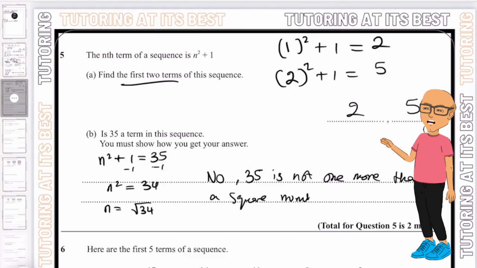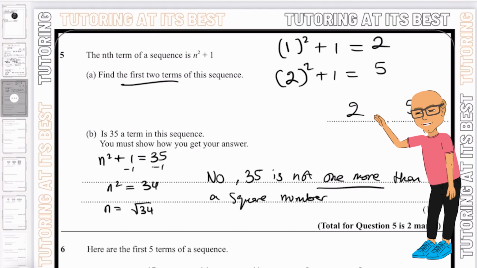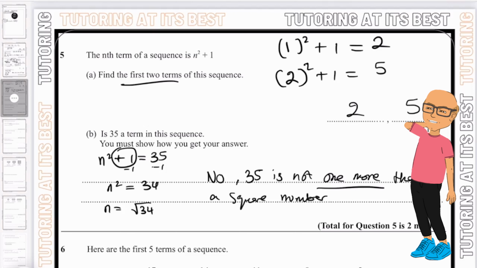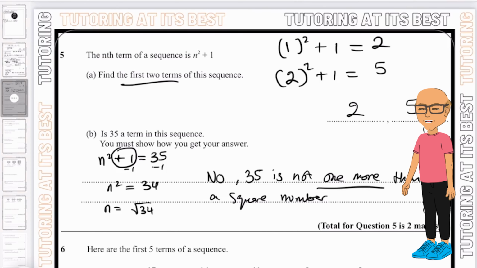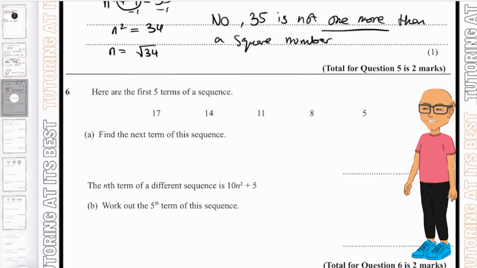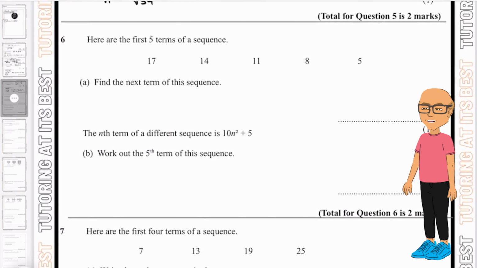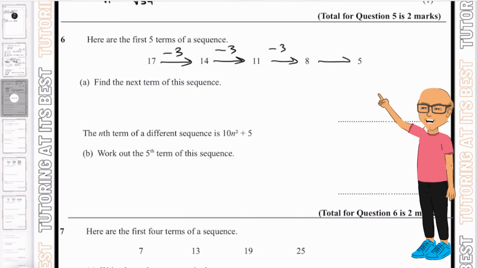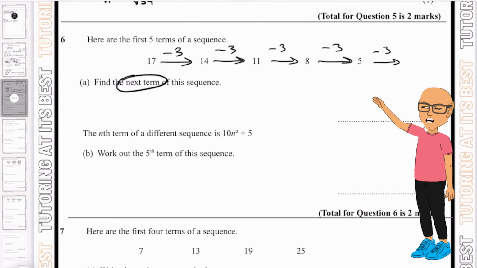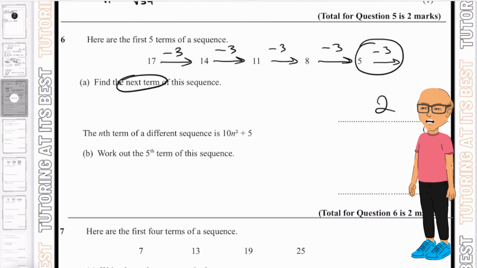And the reason I say this is because 1 more is written as n squared plus 1. So that is the reason why I've stated it is not 1 more than a square number. Okay, let's go for question 6. So we've got 5 terms of a sequence and we need to work out the next term. So we know that it's going down by 3 every time. So again, we can go ahead and do the same thing and we can get the next term, which is going to be 2, because 5 take away 3 is 2.